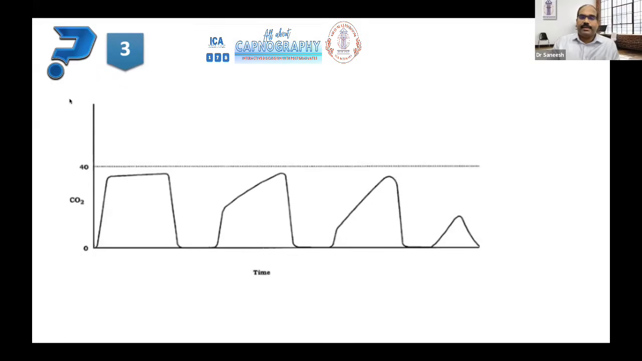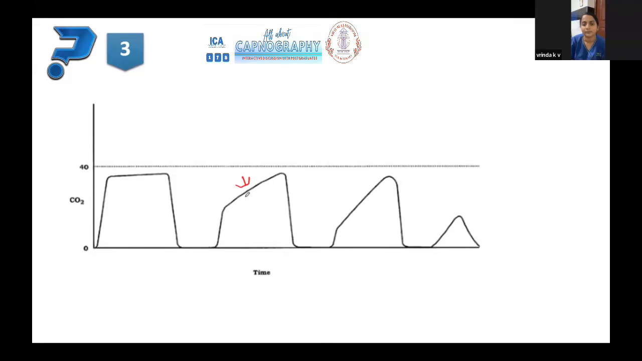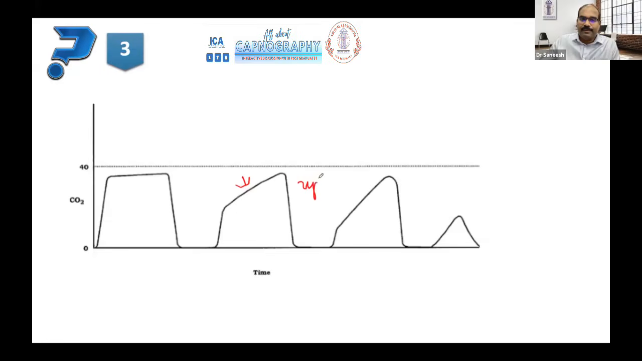Okay, fine. So this is a very simple scenario. Who would like to take it? Dr. Vrinda? Sir, this capnography represents a prolonged expiratory phase that indicates bronchospasm. Okay. Which phase is this? Dr. Deepak has mentioned, no? This is phase 3. So basically you can name it as upsloping phase 3.